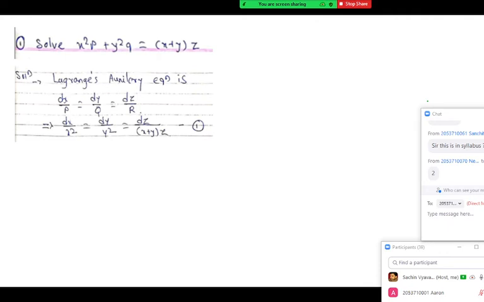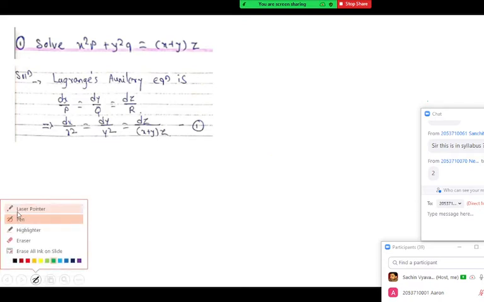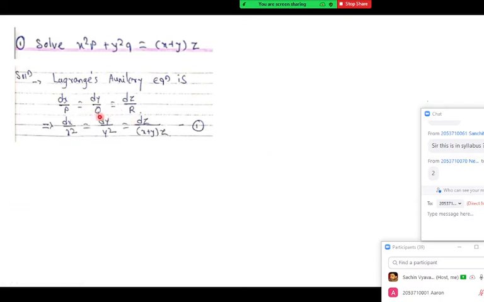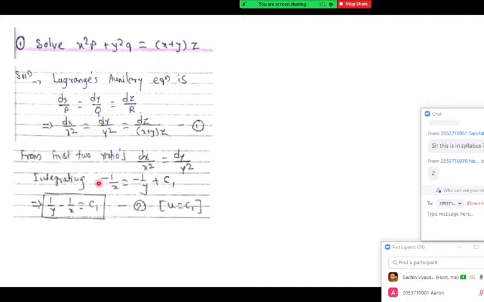So you'll observe the first thing. This is Lagrange's auxiliary equation. This is a replacement of PQR. Now you'll observe by the first two ratios we get 1 by y minus 1 by x equal to C1. Suppose some other student writes 1 by x minus 1 by y equal to C1. That is also correct. So this C1 is an arbitrary constant. It can be anything. So that is the first solution we got, u equal to C1.